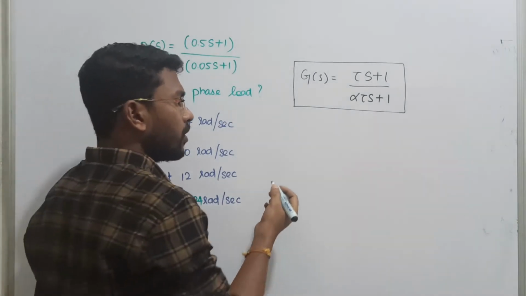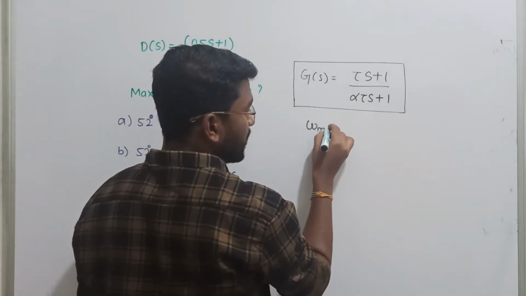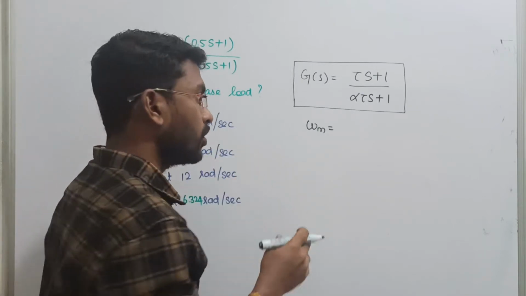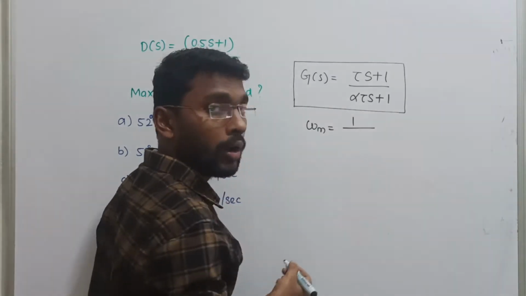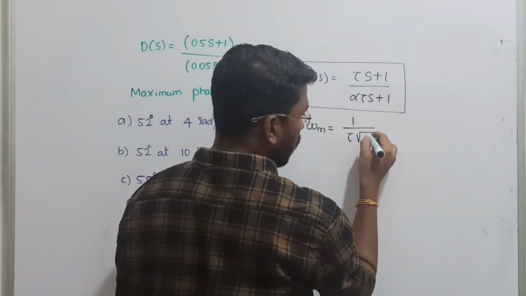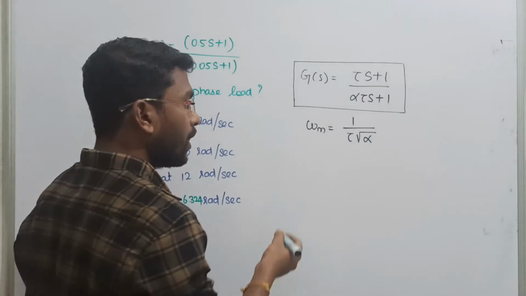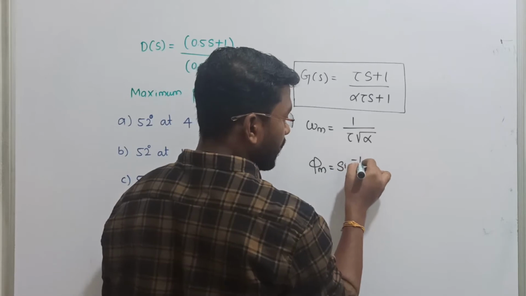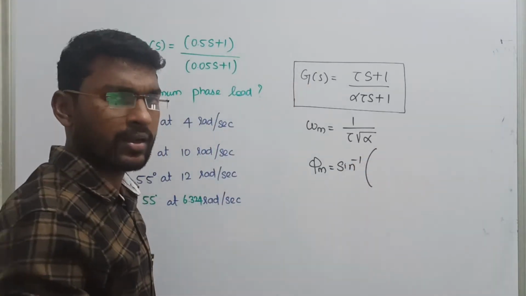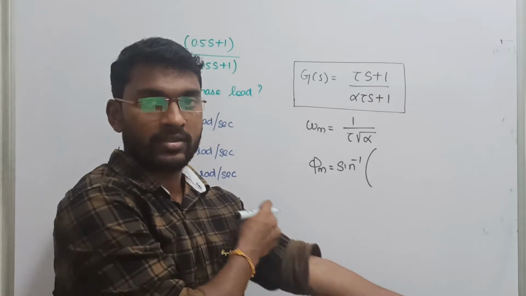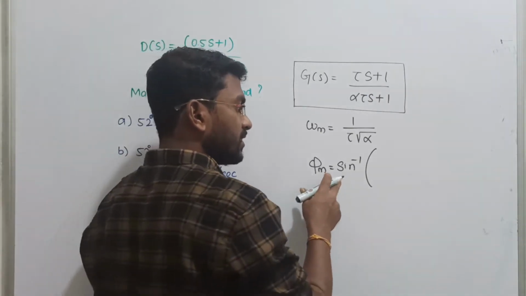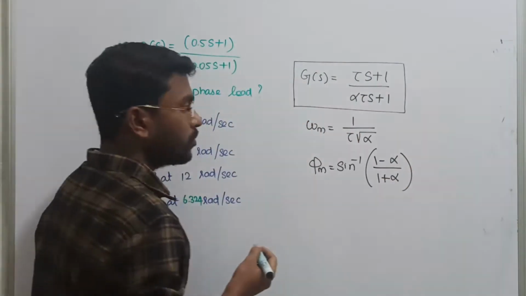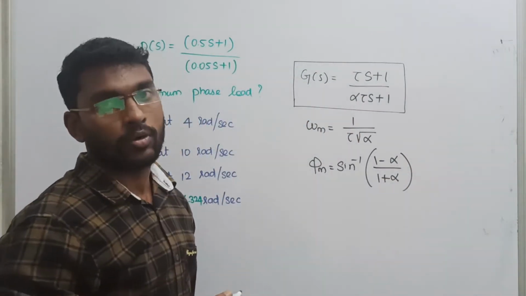When the phase lead compensator obtains its maximum phase, the corresponding frequency is 1 upon tau into root of alpha, I hope you all remember. Similarly, for its maximum phase, I have given two formulas. Either we can go with the general formula, I skipped the derivation and just wrote the formula itself: the maximum phase is sin inverse of (1 minus alpha) divided by (1 plus alpha). So this much we observe from our system always.